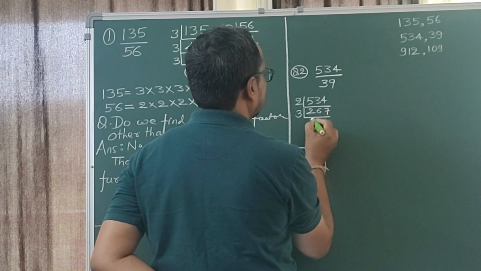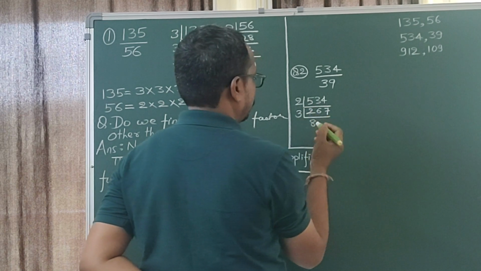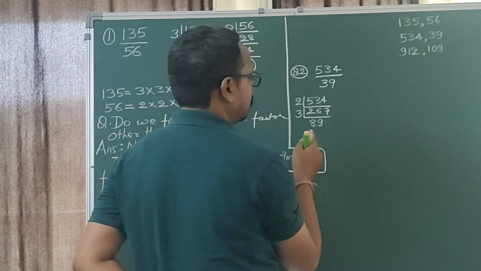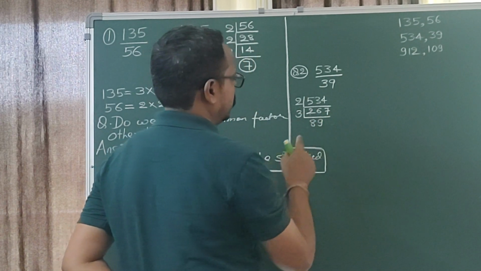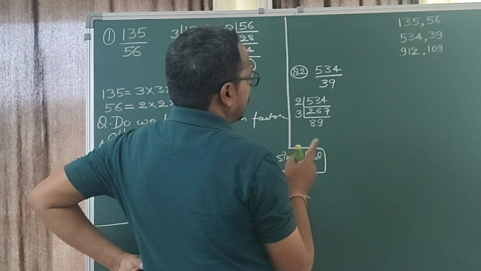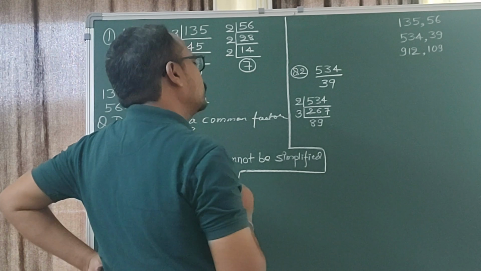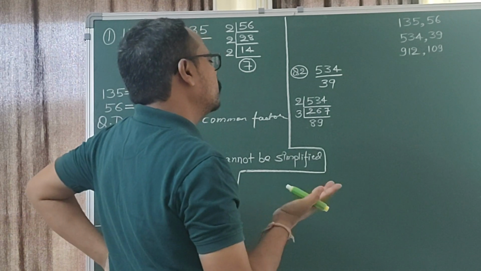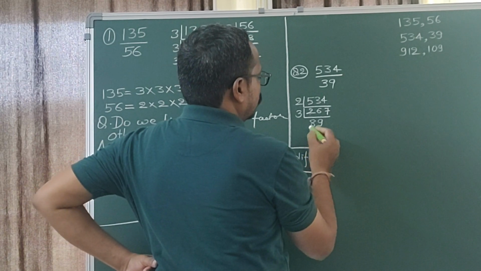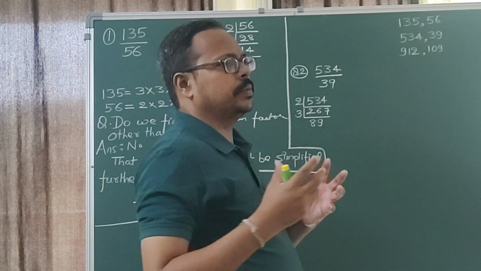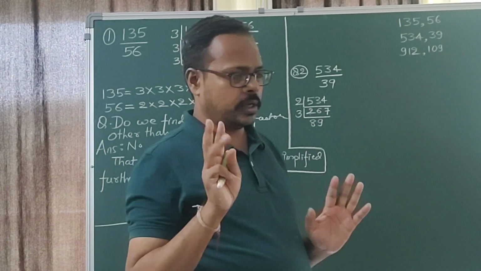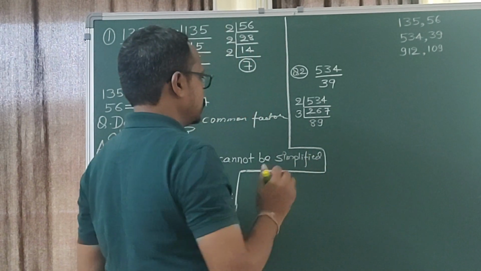So 3 8s are 24, and then 3 9s are 27, this 89, right? So now is 89 divisible by any number? Right? 89 is a prime number, right? You are required to remember the prime numbers which exist between 1 to 100. So there are 25 prime numbers which exist.